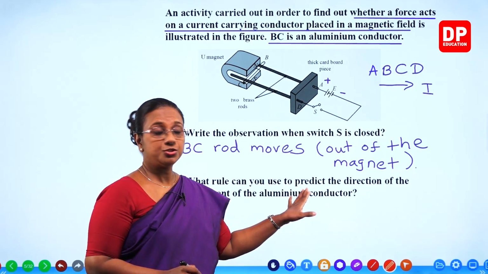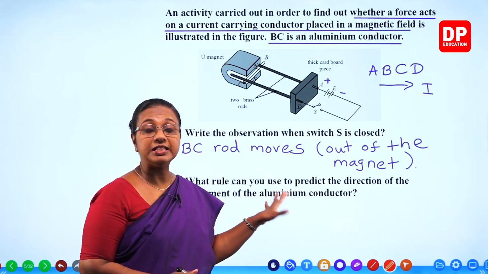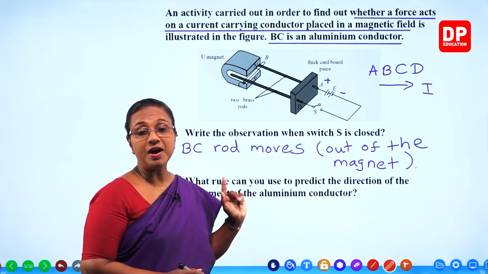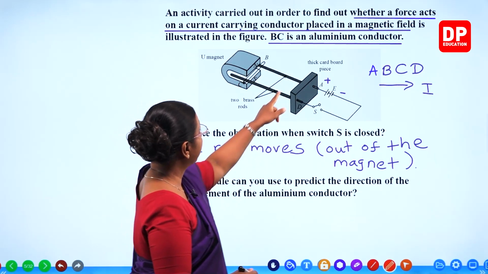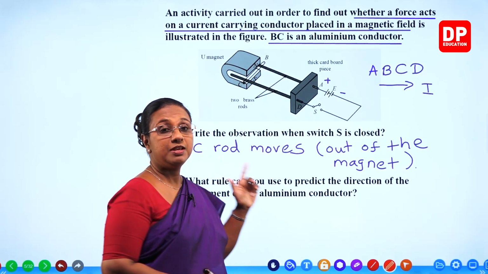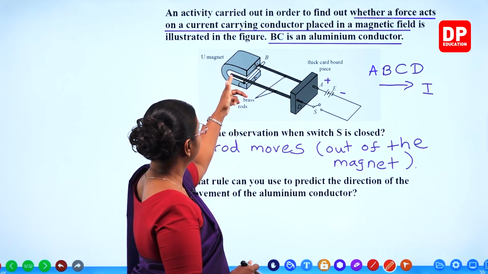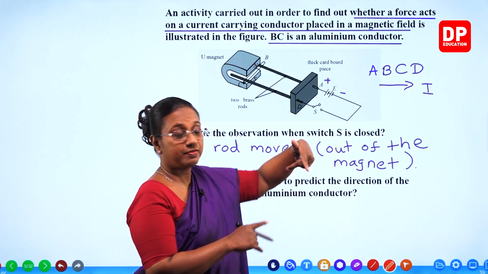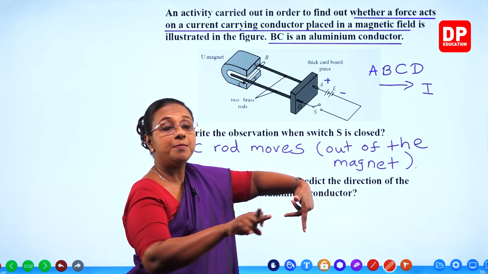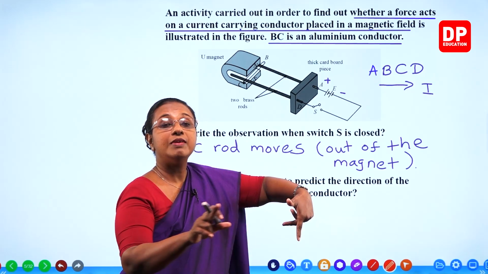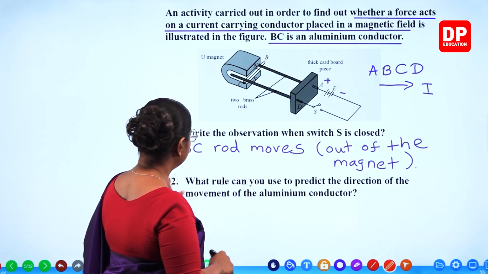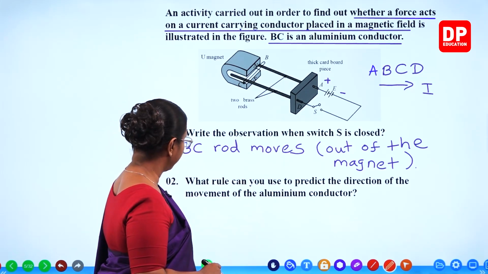Here you are sure that the rod will move, but using Fleming's left hand rule, you can predict that the rod will move out of the magnet. How do we do that? When the positive terminal is here, current flows this way, B to C. We use Fleming's left hand rule. The magnetic field is downwards, index finger down, and the middle finger has to point this way, B to C. The thumb points outwards. So the BC rod moves out of the magnet or away from the magnet.